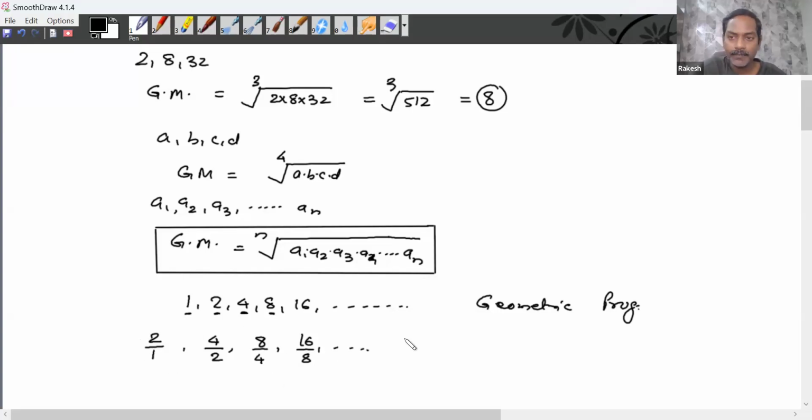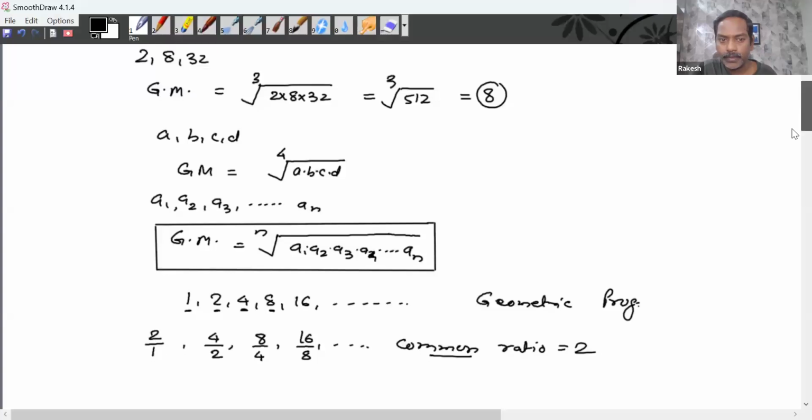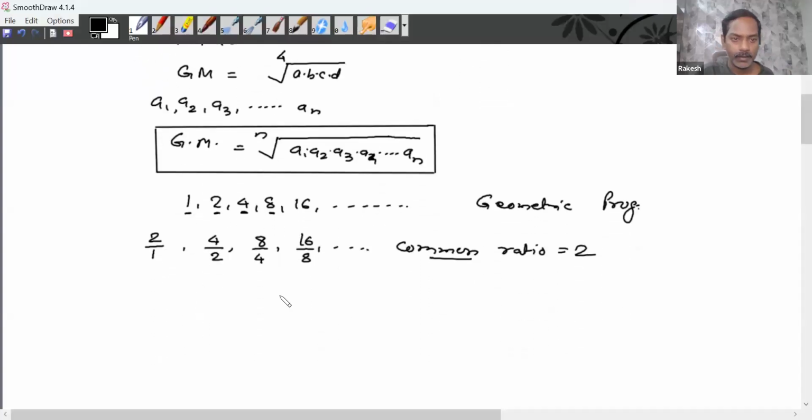So what is happening here is that the ratio is common. Here the ratio is common. And what is the common ratio? 2 itself. What is the common ratio? 2 itself, right?